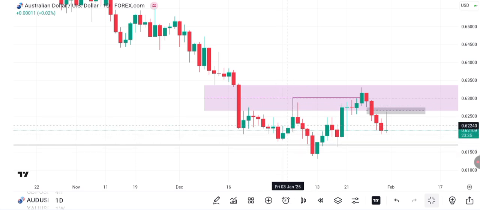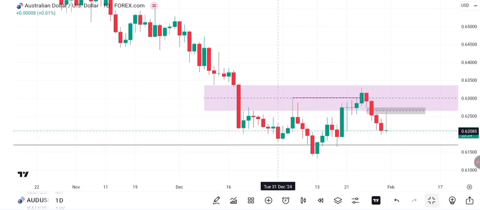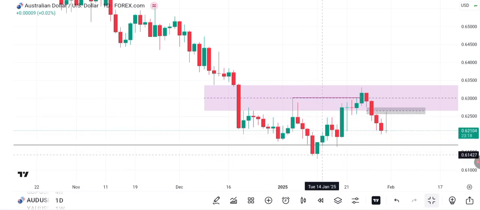Now, you would have thought that, okay, since price has entered into the fair value gap, there is no possibility of it returning into it again, just as you see here. But after price entered into this fair value gap, then it took out the old low.